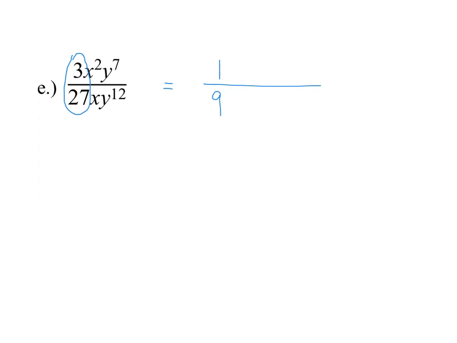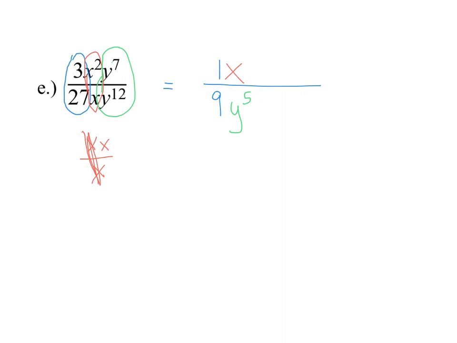3/27 is 1/9 reduced. Now if I look at the x's, I have x squared on top and x to the 1 on the bottom. So if you think about it, that's x and x on the top and 1 x on the bottom. So I'll cancel out basically one pair of x's and I'll have an x on top. And now for the y's, I've got y to the 12 on the bottom and y to the 7 on top. Now the same principle applies. We'll subtract those exponents. So 12 minus 7 is 5. I'm going to put those on the bottom because there was more on the bottom.